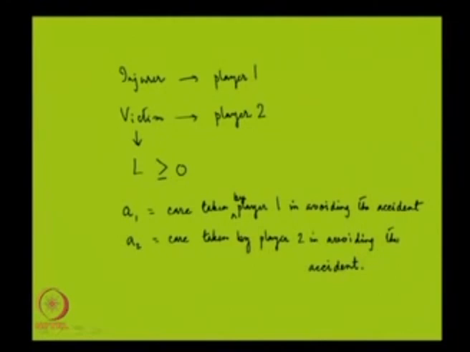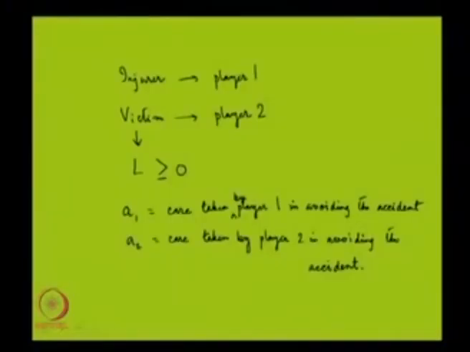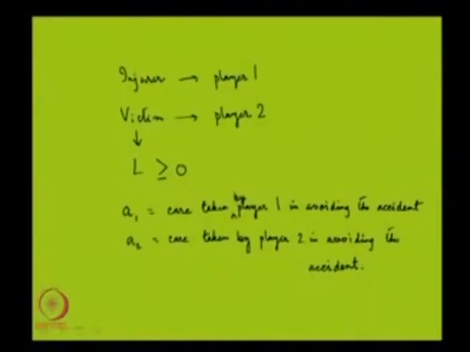Now, what kind of function is L of these two variables, A1 and A2? It is reasonable to assume that if A1 or A2 go up, that is the players are taking more care in avoiding the accident, then the loss that is suffered by the victim should reasonably go down. This L might also be interpreted as the expected value of the loss. If more care is taken, there is less probability for the accident to happen, and in that case the expected loss due to accident, that is L, also goes down.